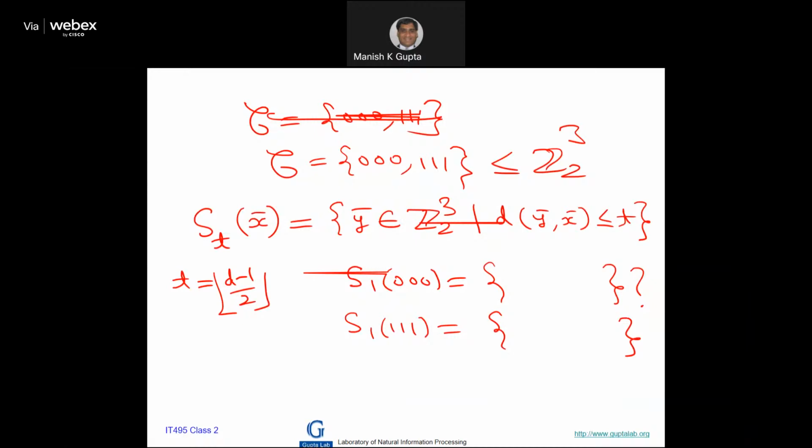From 0 0 0, if I list down all, of course 0 0 0 will be here, and the other ones, and so on. You can compute all with distance less than or equal to 1 from this one, and distance less than or equal to 1 from the other, which will partition the whole space into 2 spheres. So when x is sent and y is received, look at which sphere it is in, and decode it as the center. This sphere is centered around 0 0 0 and this sphere is centered around 1 1 1. You can do the sphere decoding.